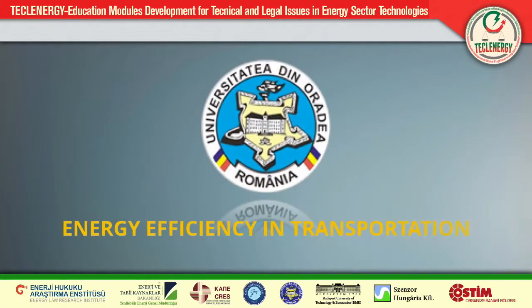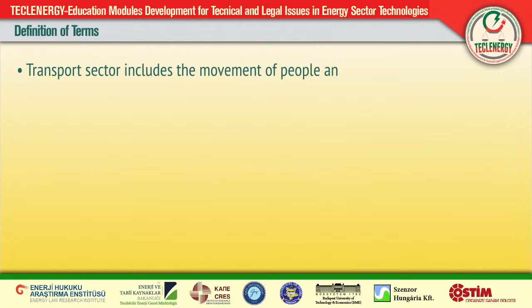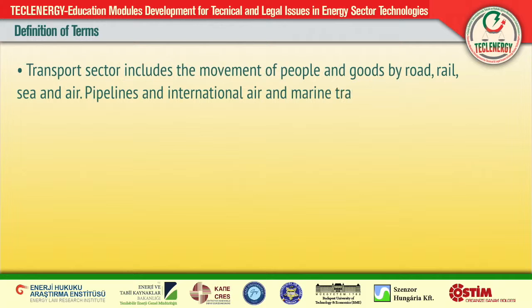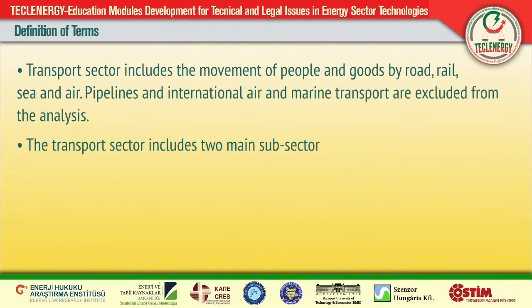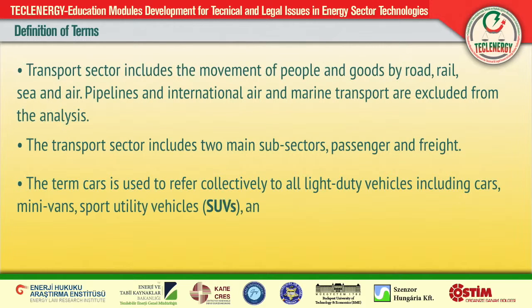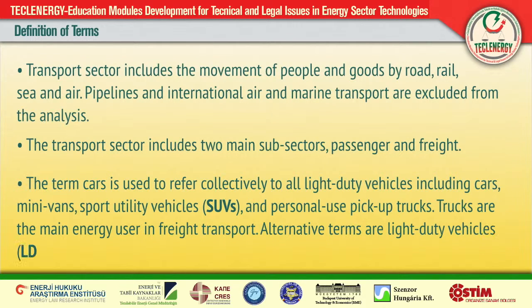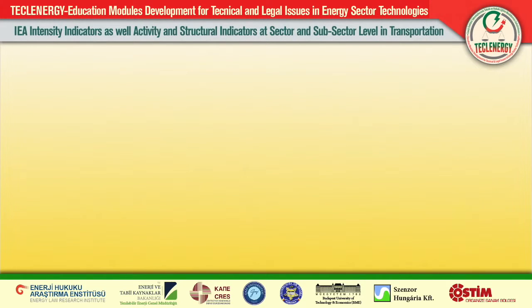Energy efficiency in transportation. The transport sector includes the movement of people and goods by road, rail, sea and air. Pipelines and international air and marine transport are excluded from the analysis. The transport sector includes two main subsectors, passenger and freight. The term cars is used to refer collectively to all light-duty vehicles, including cars, minivans, sport utility vehicles, and personal use pickup trucks. Trucks are the main energy user in freight transport. Alternative terms are light-duty vehicles, LDVs, and heavy-duty vehicles, HDVs.